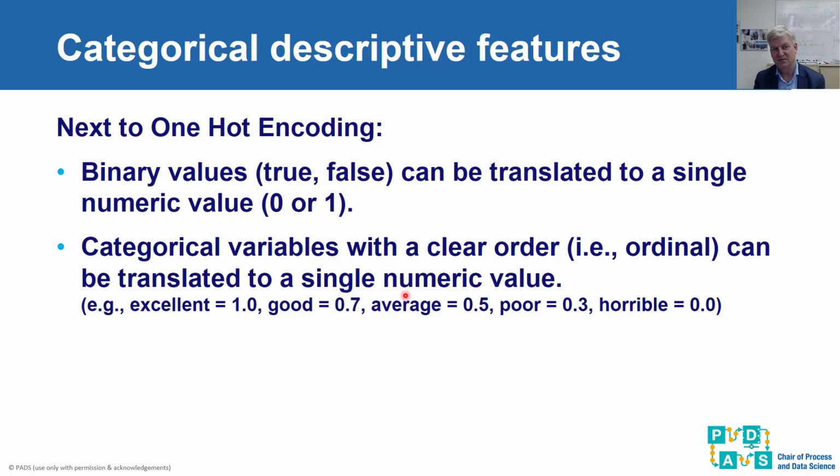Sometimes when we have binary values, it's actually very simple. We can just use 0 and 1. Although we have two values, true and false, we do not need to introduce two new variables. We can simply stick to the old one, but relabel true to 0 and false to 1, or the other way around. If we have categorical variables with a clear order, so they are ordinal, for example, excellent until horrible, then we can also put them on a numerical scale. So these are situations where one hot encoding is a bit of overkill.